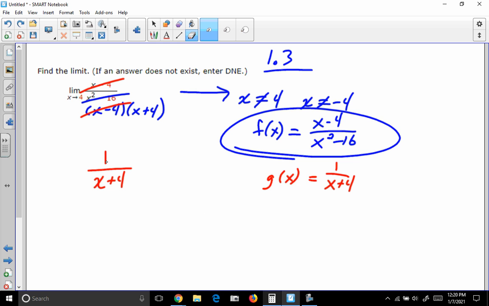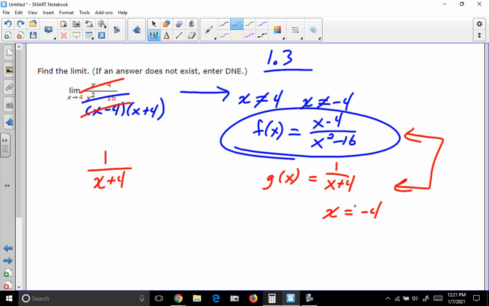So if we reduce a function, these functions should be equivalent to each other. They should have the exact same value. The only difference is f of x is undefined at 4 and negative 4. G of x is only undefined at negative 4. Every other place, the functions have the same exact value. And we could test that.